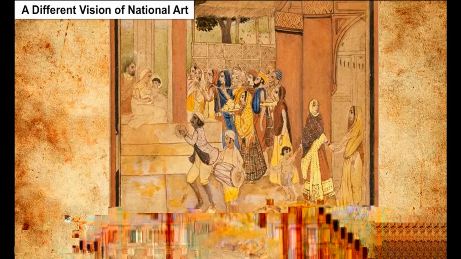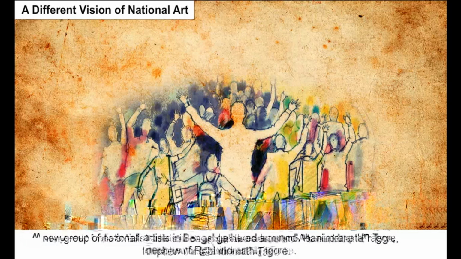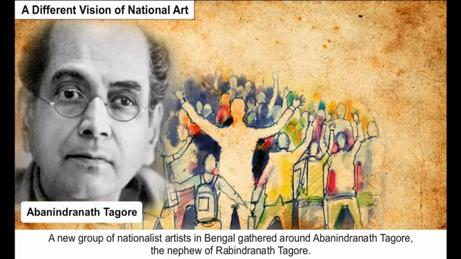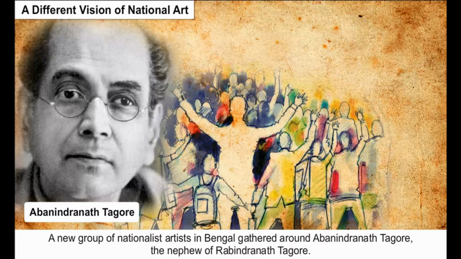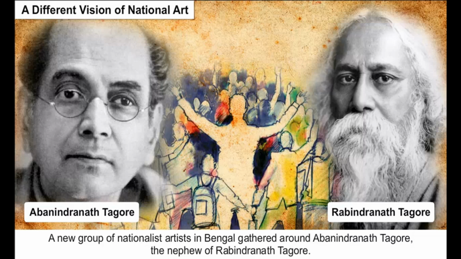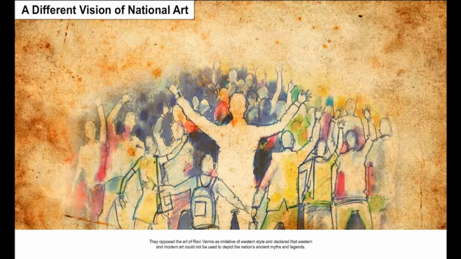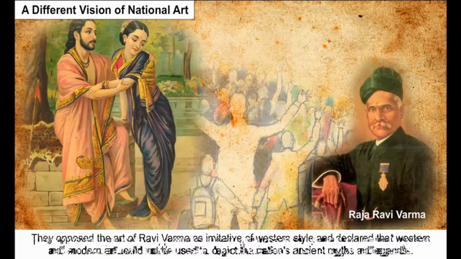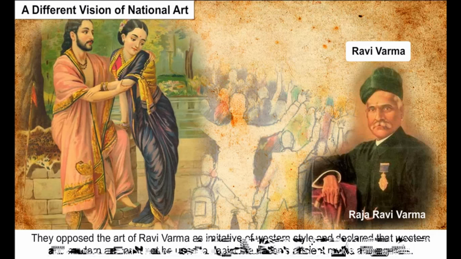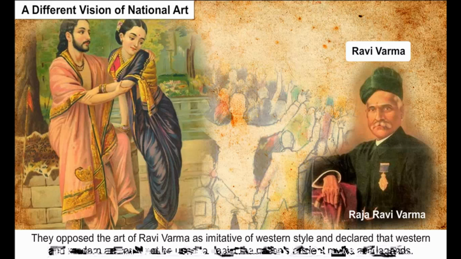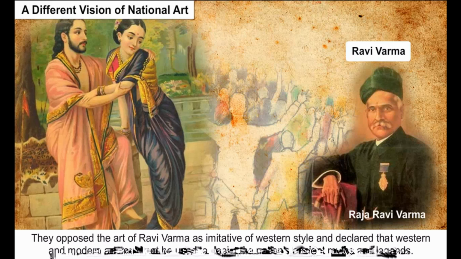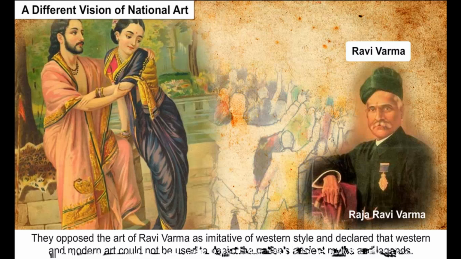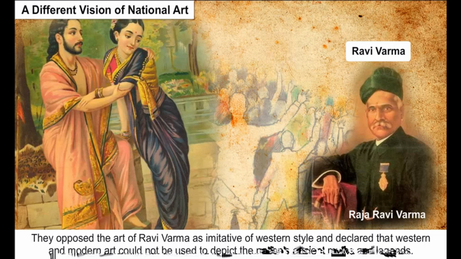A different vision of national art. A new group of nationalist artists in Bengal gathered around Abanindranath Tagore, the nephew of Rabindranath Tagore. They opposed the art of Ravi Varma as imitative of Western style and declared that Western and modern art could not be used to depict the nation's ancient myths and legends.